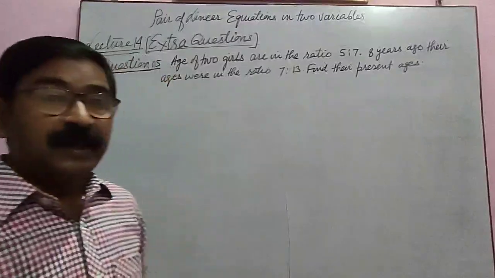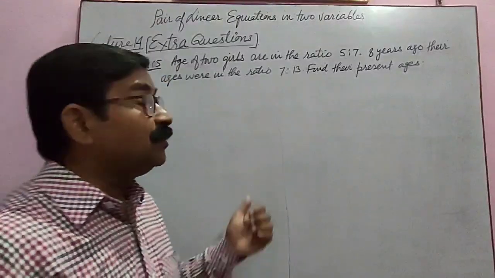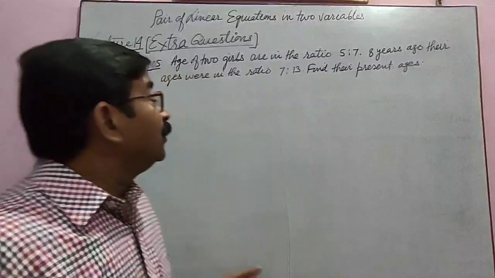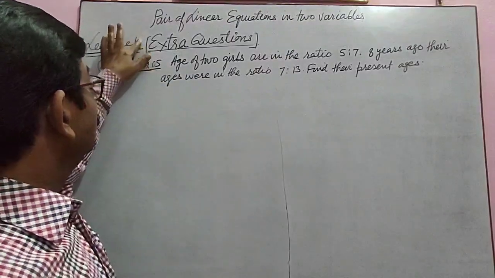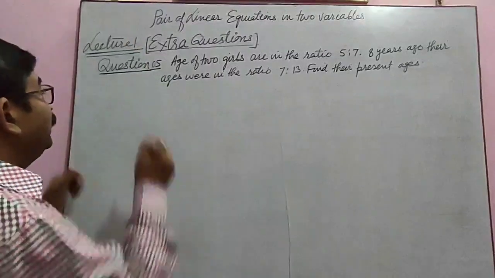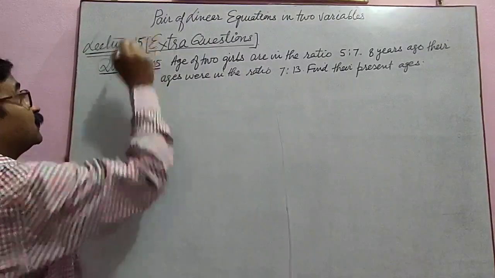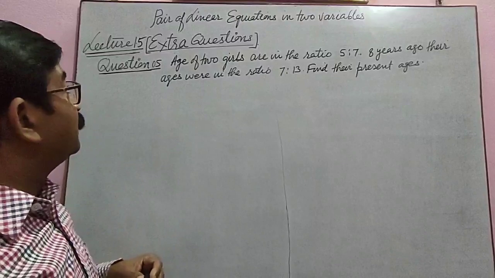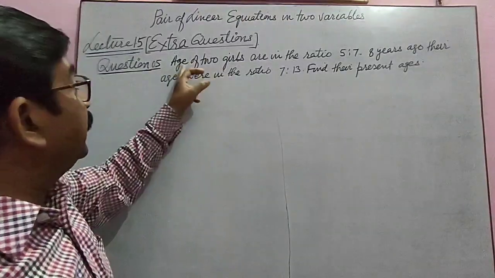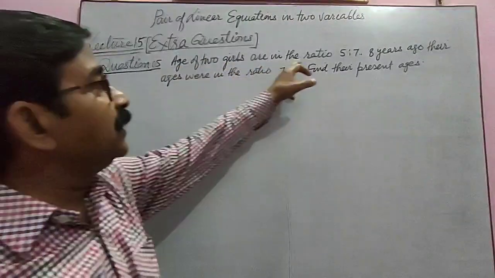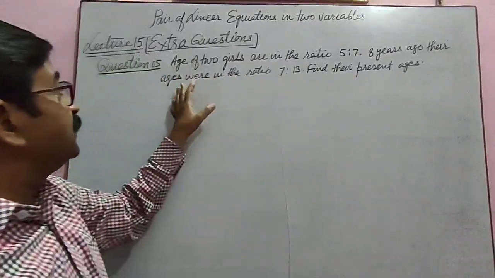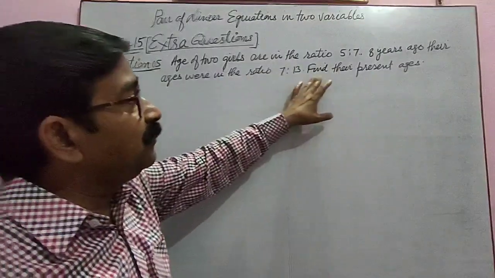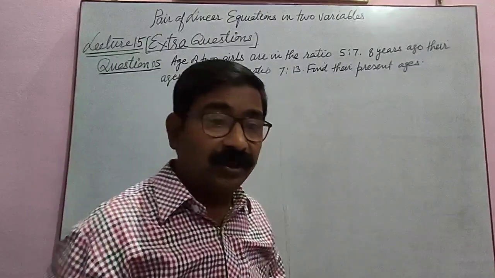Now students, in my previous lecture we had solved the question of ages. Here again in this lecture, number 15, fifth question. Ages of two girls are in the ratio 5:7. 8 years ago their ages were in the ratio 7:13. Find their present ages. Very simple question.